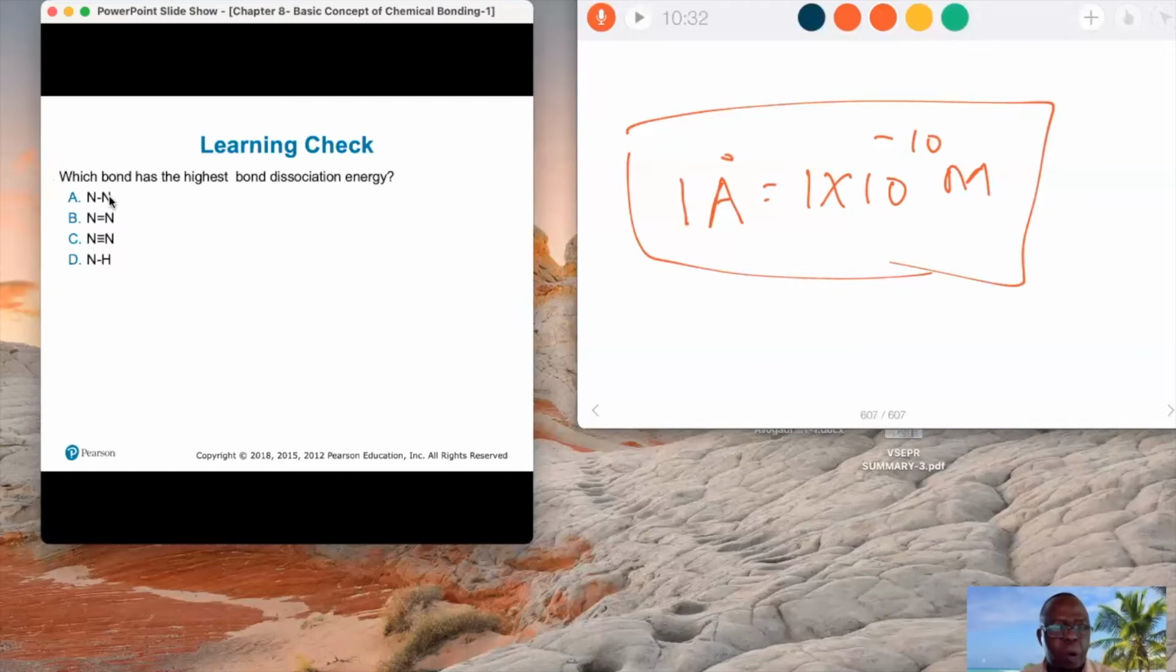Here is a learning check question. Which bond has the highest bond dissociation energy? That means it will need a lot of energy to dissociate. Of course, it is C.